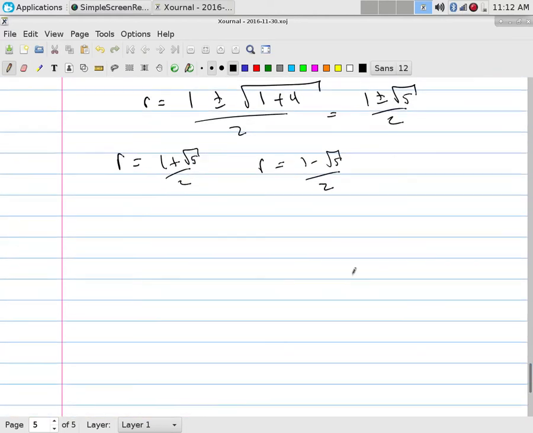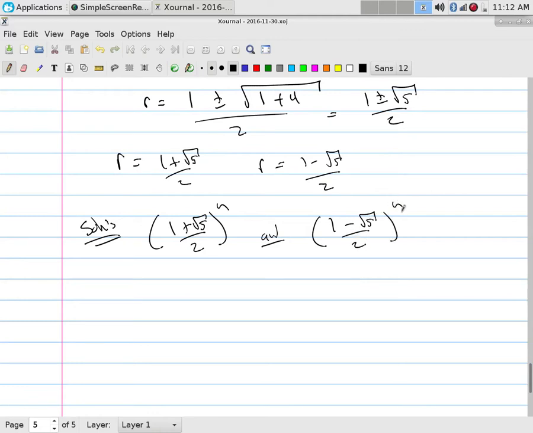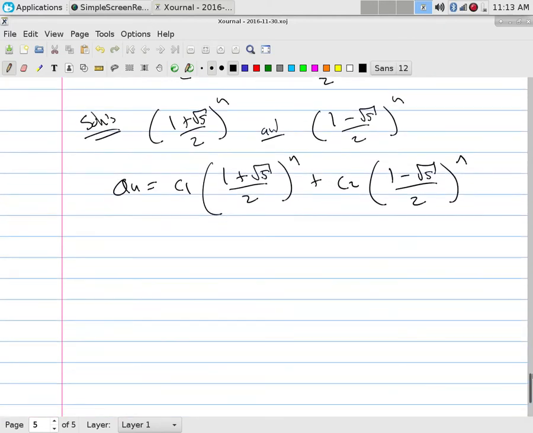So that means that I have two solutions. What are my solutions? 1 plus radical 5 all over 2 to the nth and 1 minus radical 5 all over 2 to the nth would both work for a sub n equals a sub n minus 1 plus a sub n minus 2. But then how do you put two unique solutions together? You put them together by linear combination. So my a sub n is going to be equal to a constant, let's call it constant 1, times 1 plus radical 5 all over 2 to the nth power, plus constant 2 times 1 minus radical 5 all over 2 to the nth power. And this is the solution to a sub n is equal to a sub n minus 1 plus a sub n minus 2.